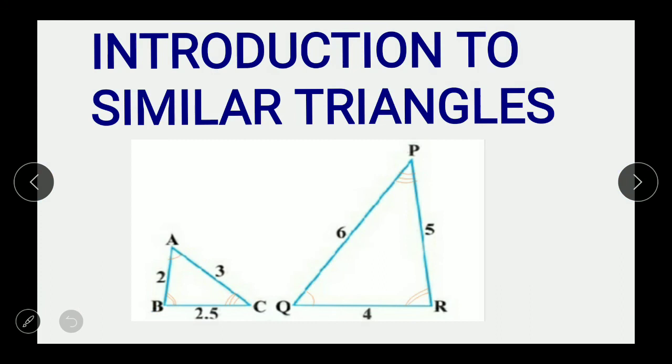Now the introduction to similar triangles. You can see from these two triangles that the corresponding angles A, B, C are equal to Q, R and P of triangle PQR respectively, and the side AB is proportional to QR, 2:4 means 1:2. Side BC and PR are in the ratio 1:2. And side AC and PS are in the ratio 1:2. Hence these two triangles have corresponding angles equal and the sides in the same proportion, hence they are similar.